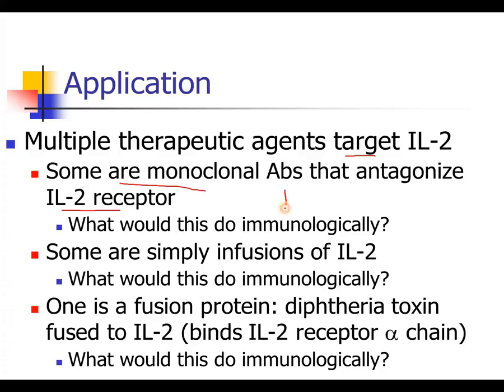What do you think this would do immunologically? Some therapeutic agents are just infusions of IL-2. What do you think this would do immunologically? And one is a fusion protein where diphtheria toxin, so a toxin, is fused to IL-2, and the fusion protein will bind the IL-2 receptor alpha chain. What do you think this will do immunologically?